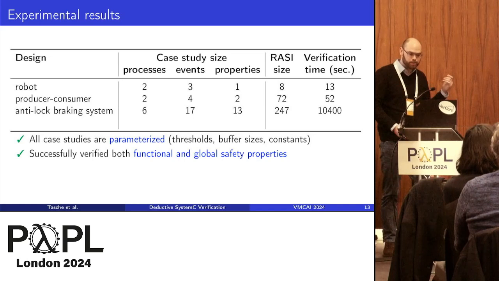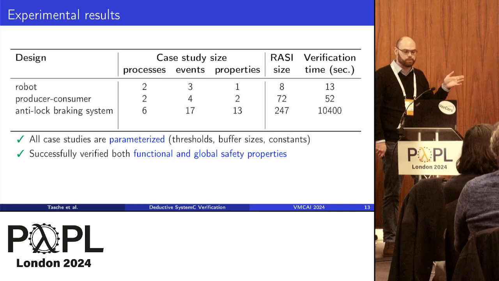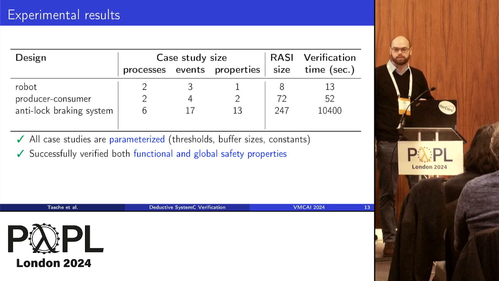All these case studies contain some program parameters, and about them we were able to verify both functional and global properties. So we are able to do both at the local level and also on the global level.